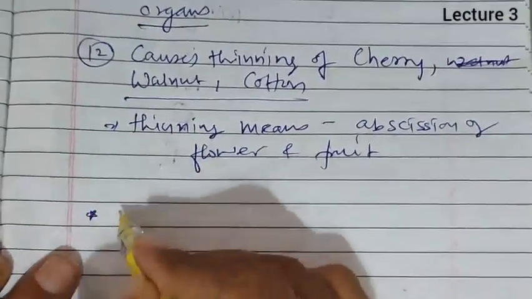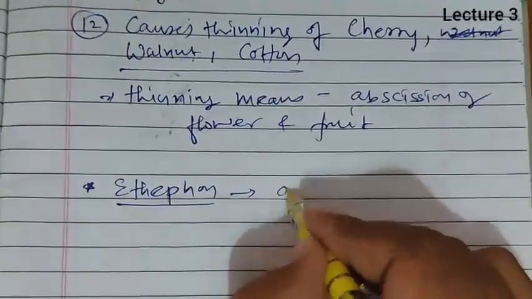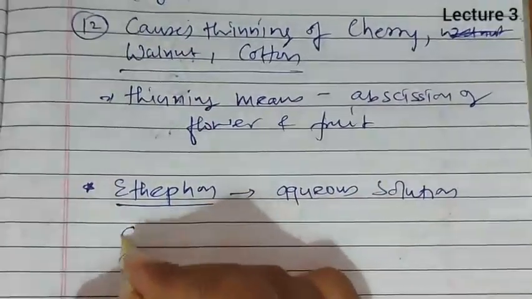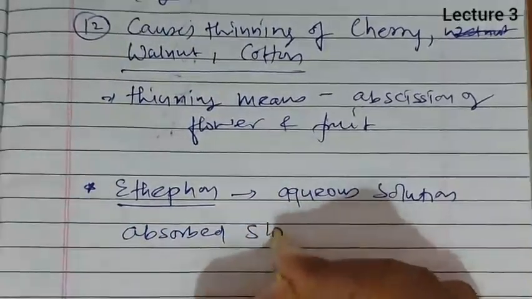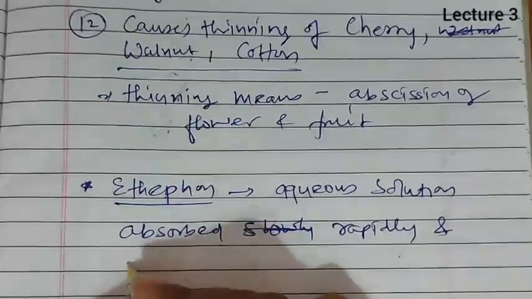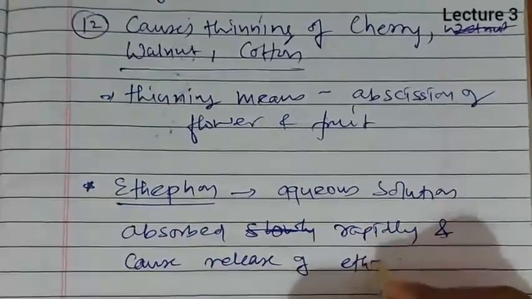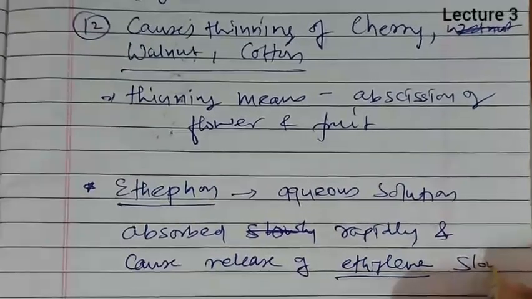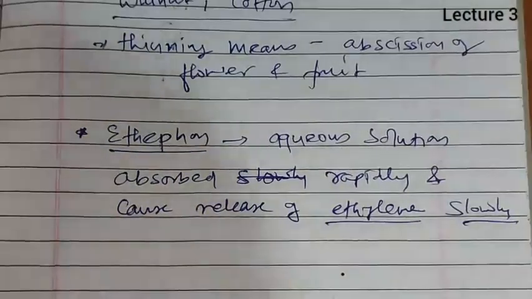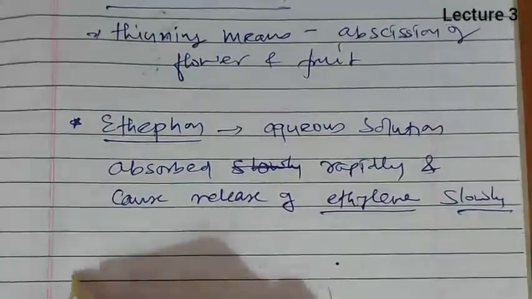Now we talk about one substance that is known as ethephon. Ethephon is an aqueous solution which is absorbed rapidly and causes release of ethylene slowly. Okay, so if it is given to the fruit, the fruit will absorb this ethephon and the ethylene will be released within the fruit. So this causes different responsible symptoms.